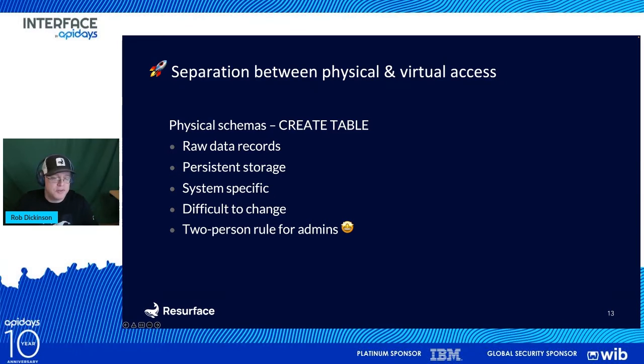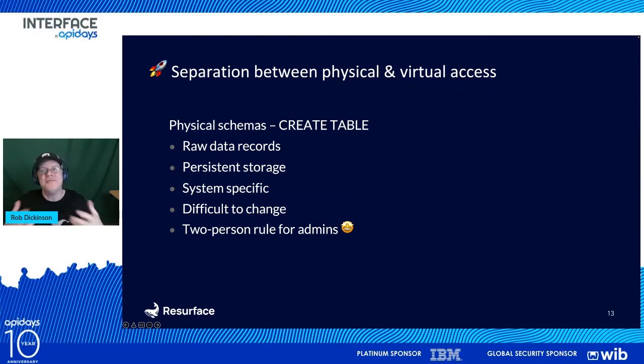As we said, in a lot of cases, these are difficult to change. You're not going to redo those databases where they live today. These are your raw data records. They're system specific. Those are difficult to change. This is where the highest standard of care is to implement a two-person rule on the administration at this layer. So when we're doing something at the physical layer, at the administration layer, then we have a two-person rule for admins.